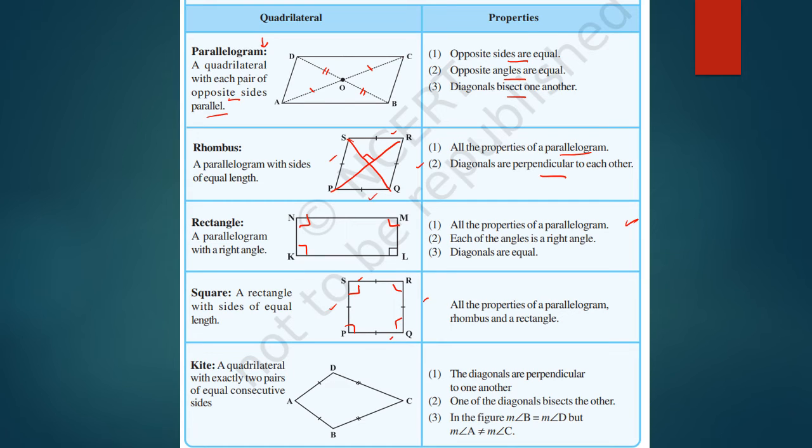And a kite has diagonals that are always perpendicular to each other. These are perpendicular and one of the diagonals bisects. Okay. And these two sides are equal: one pair of adjacent sides and another pair of adjacent sides.